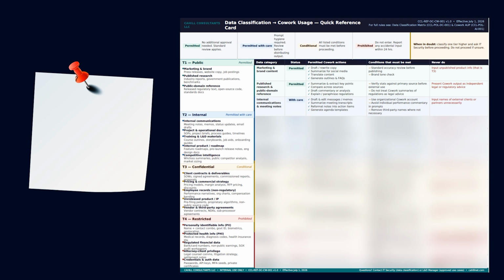The data classification matrix is the companion to the AUP. The AUP names the prohibitions. The matrix names the permissions. Together, they translate the Charter's scope language into operationally enforceable categories.